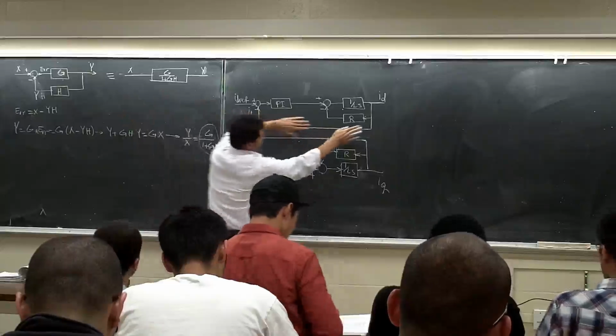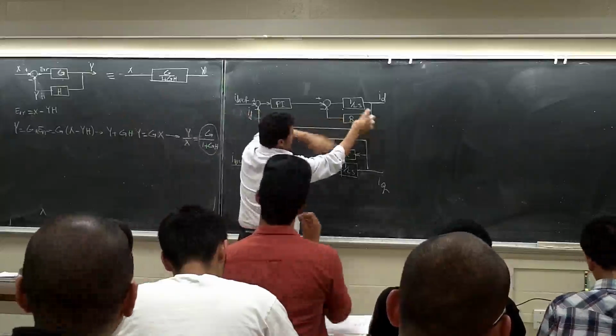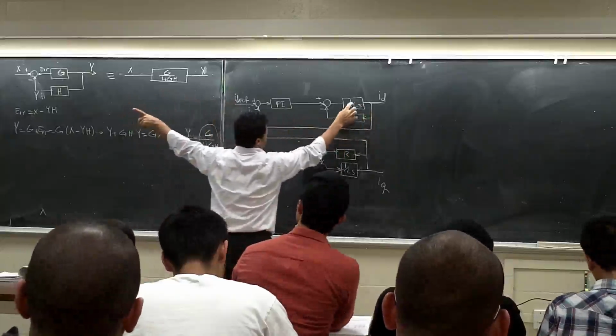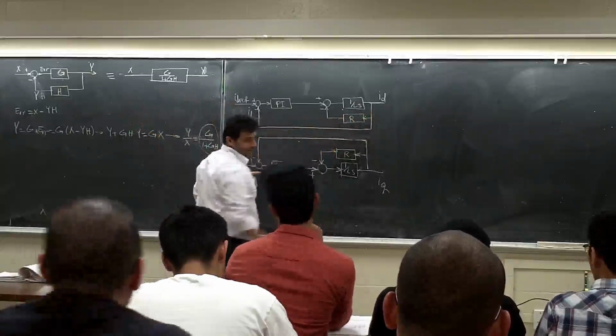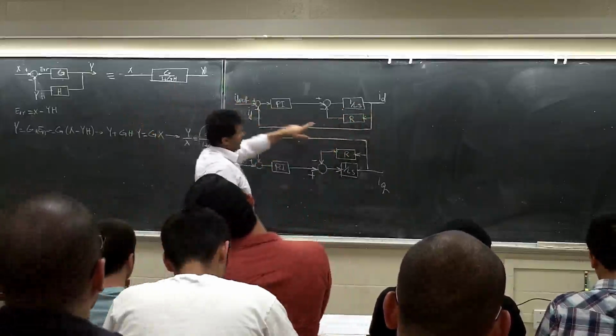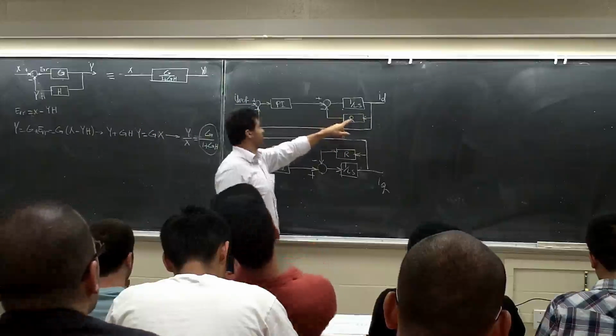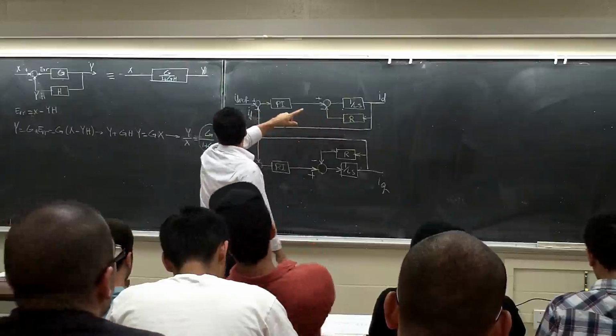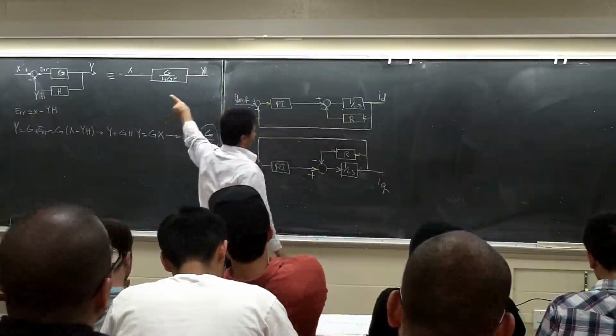Compare this one with that. Just bring it up here, right? This is the G, this is the H, right? What is going to be G, which is R, sorry, is 1 over LS, right? Divided by 1 plus GH.